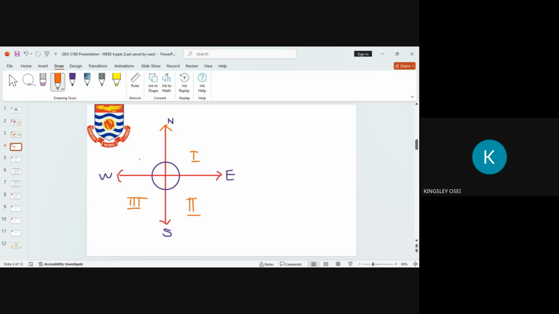And this will be the fourth quadrant. Are there any questions up to this point? No, sir. All right.